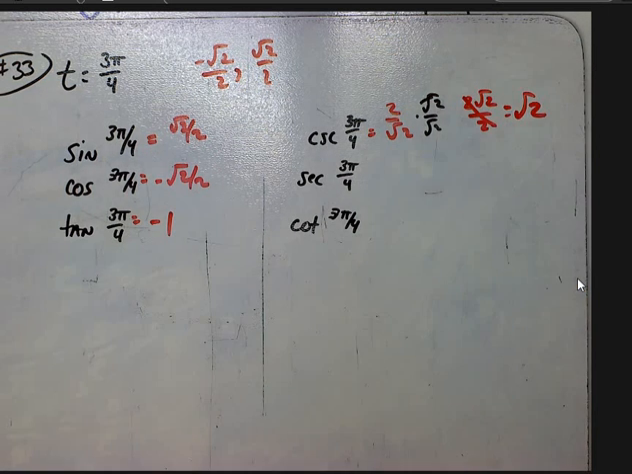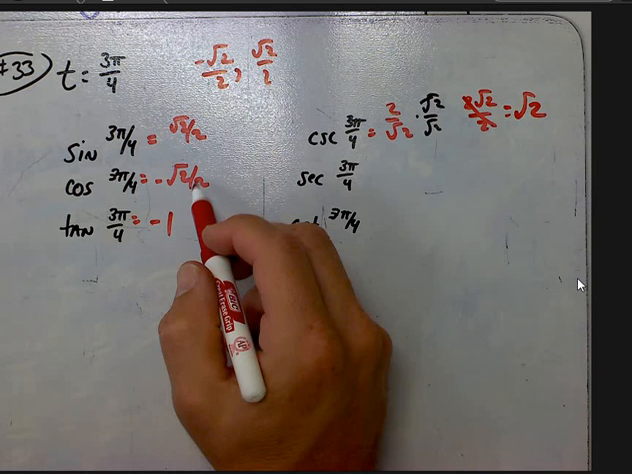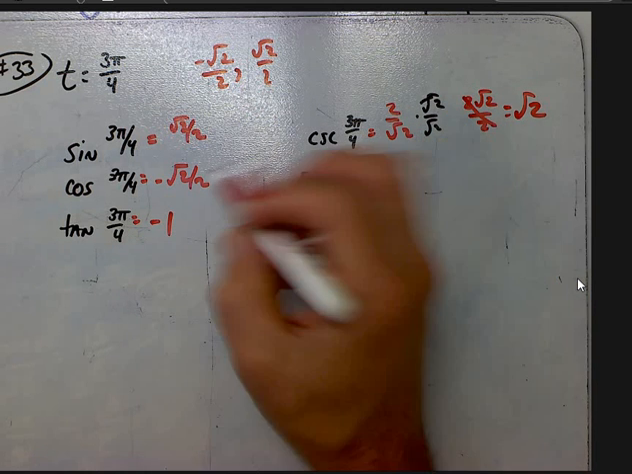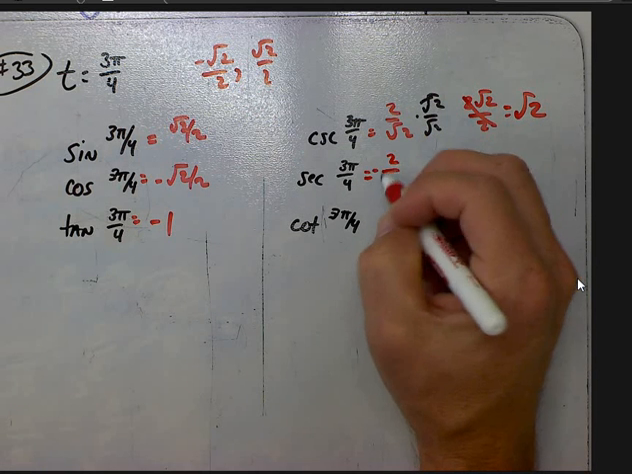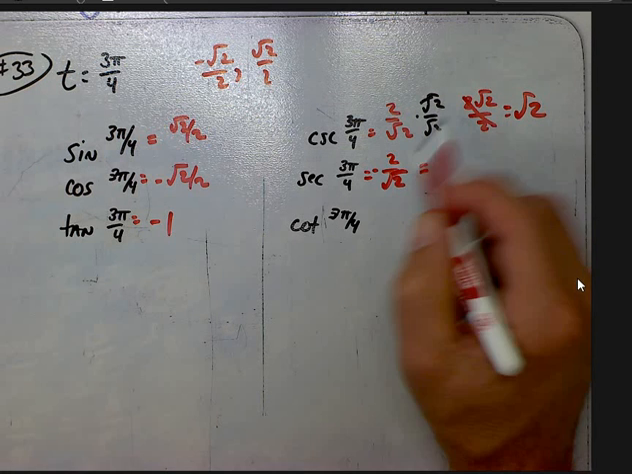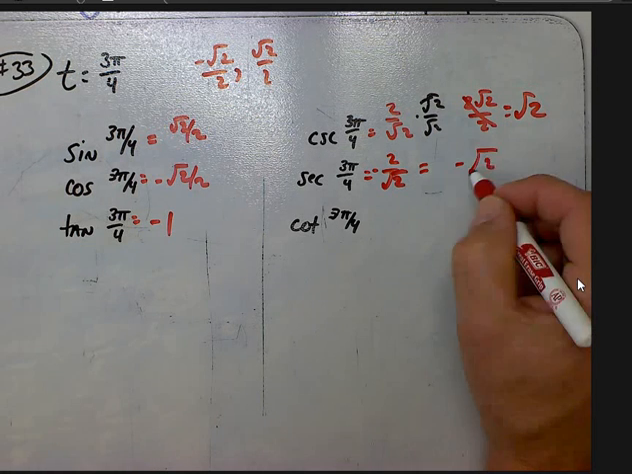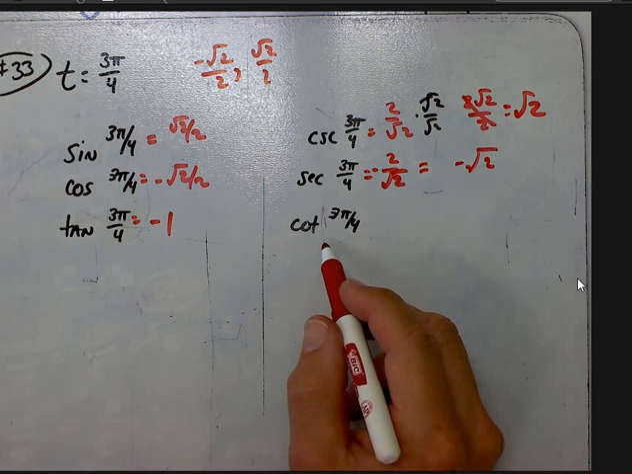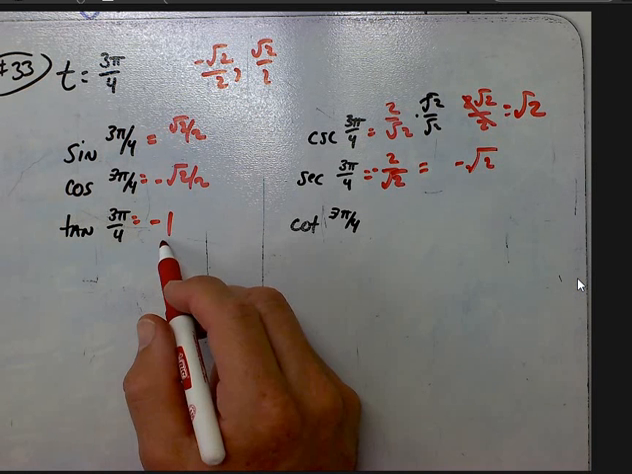Secant is going to be the same thing. It's going to be 1 over x. And so I flip this one to make it 2 over square root 2. And since we already simplified this once, and it's going to be negative, it's just negative square root 2. Cotangent is the inverse of the tangent. So the inverse of negative 1 is still just negative 1. And that's number 33.